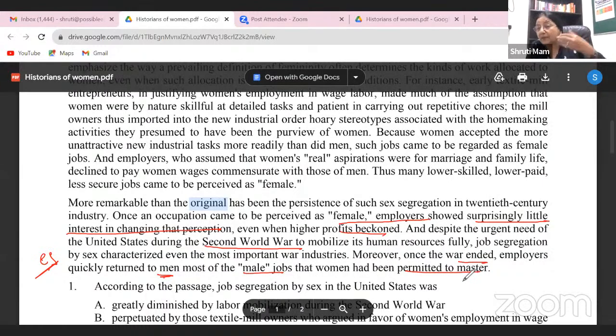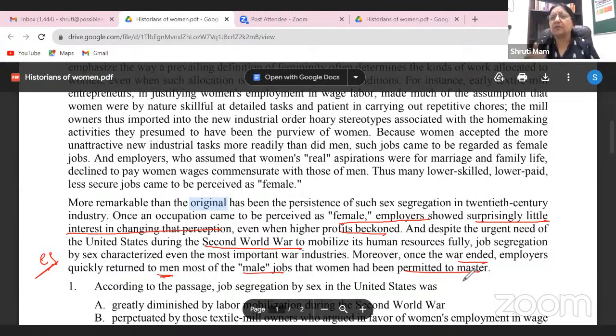So during the World War, because men had to go and fight, they gave those jobs to women. And now see, once they came back from war, all the jobs that women had been given and had mastered were given back to men. So can you see what role?